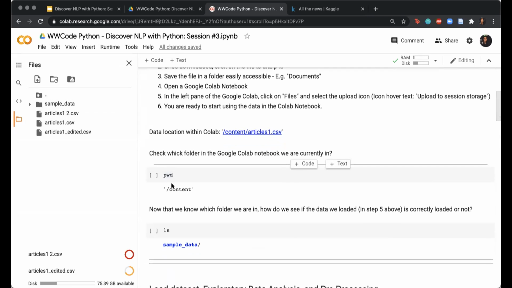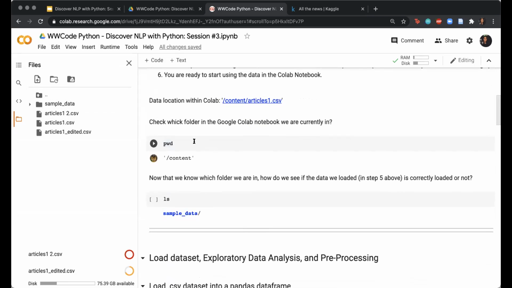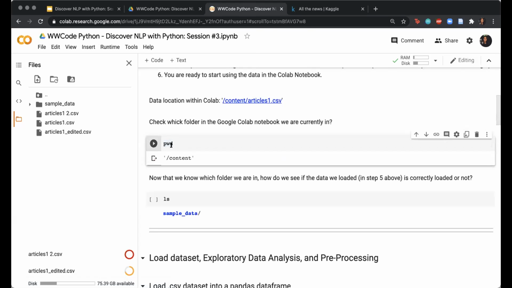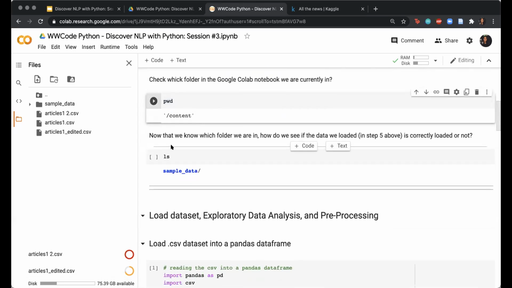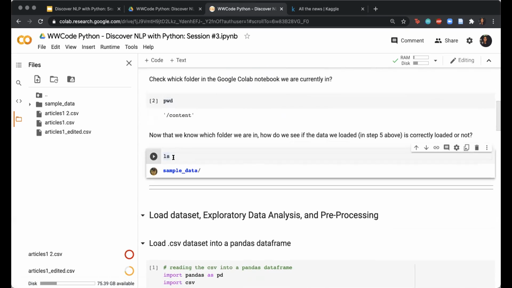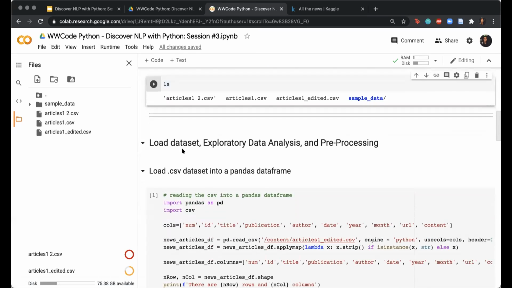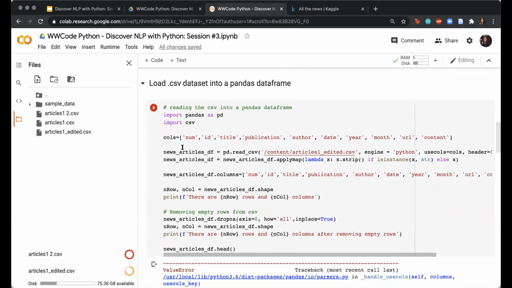So let's start. To check which folder in the Google Colab we are currently in, we are going to use this command, which is pwd, and that shows that we are in the content folder right now. So let's see what files we have to see how the data would be loaded. For that, we are going to use the command ls, and these are the files that we have right now. So the next step is to load the data set and perform exploratory data analysis and pre-processing.